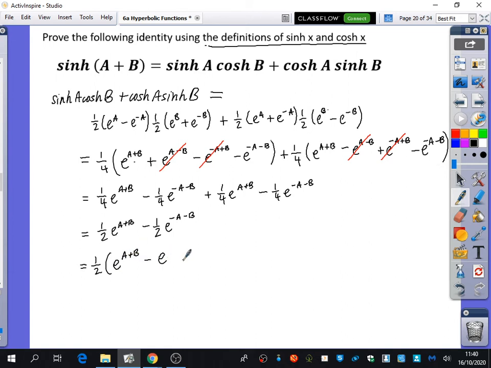minus, what do you think I should write the power now for the second one? A plus b, so it's going to be minus. I'm going to do minus a plus b, like this, which is the definition of sinh of a plus b. So definitely it made sense to go from the right-hand side to the left-hand side in this case. I foolishly started going from the left-hand side to the right-hand side, which was never going to work. The thing we had was too simple. We needed to go from the complex to the simple.